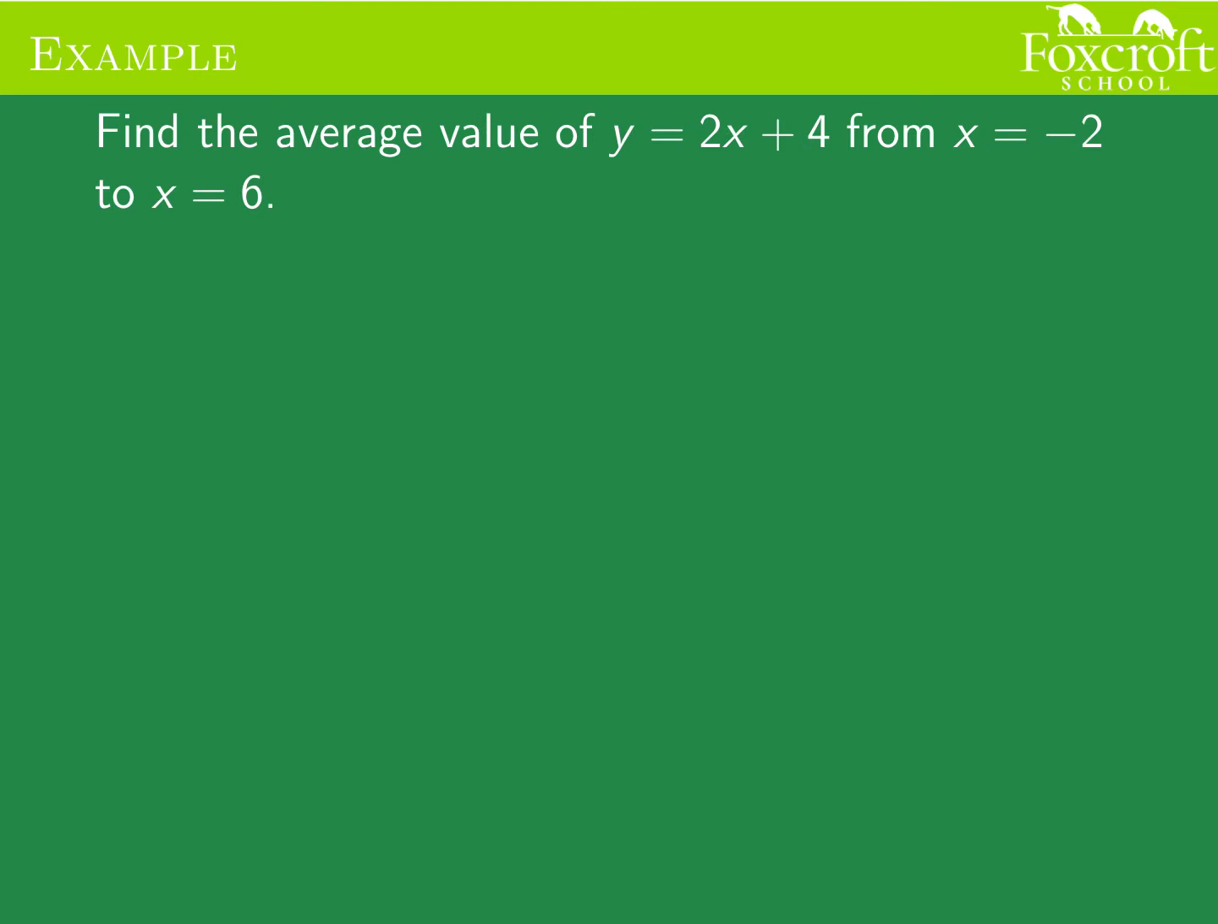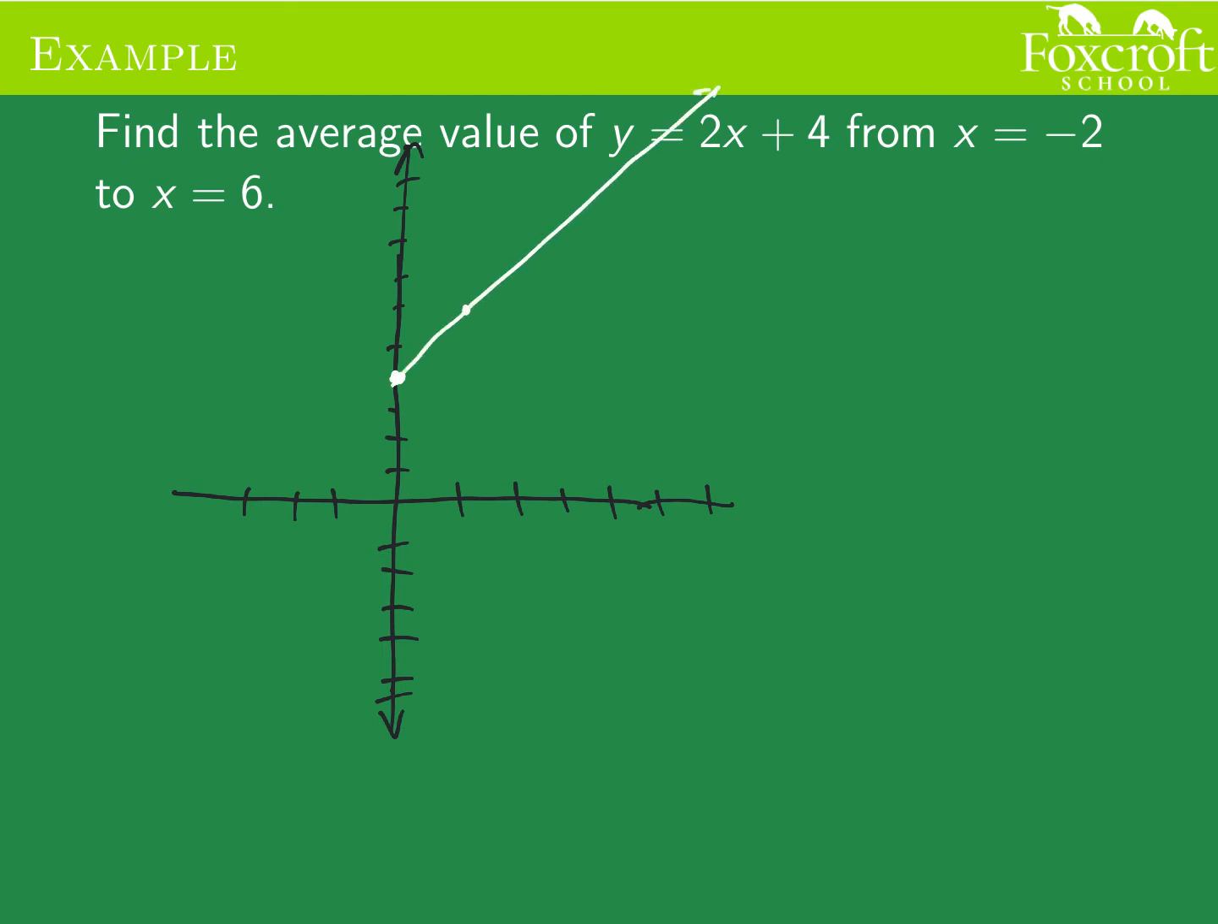And we'll just do one quick example. I have y equals 2x plus 4. We're going to find the average value from -2 to 6. The first thing we have to do is graph it, because right now we have to use a graph to find our area. So 2x plus 4 is going to have a y-intercept at 4 and a slope of 2, so 2 over 1. And we connect that to make our line. Then we have to find this area, from -2 to 6.